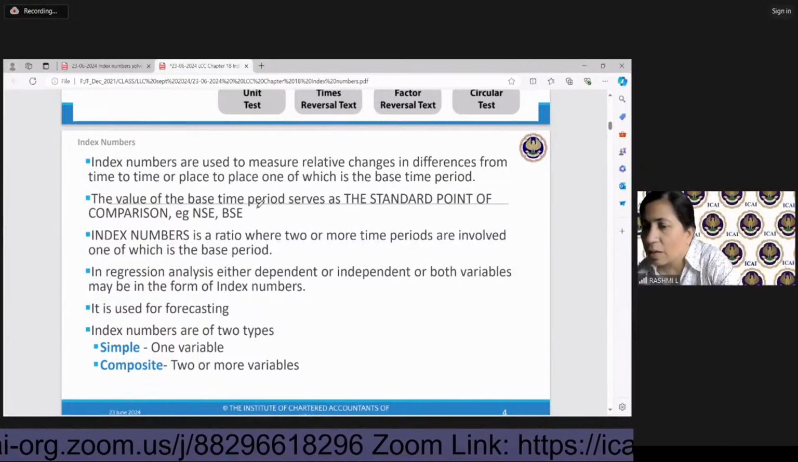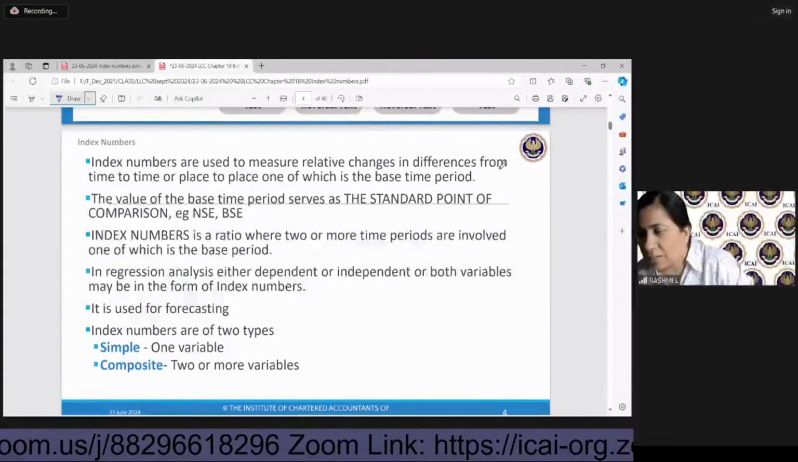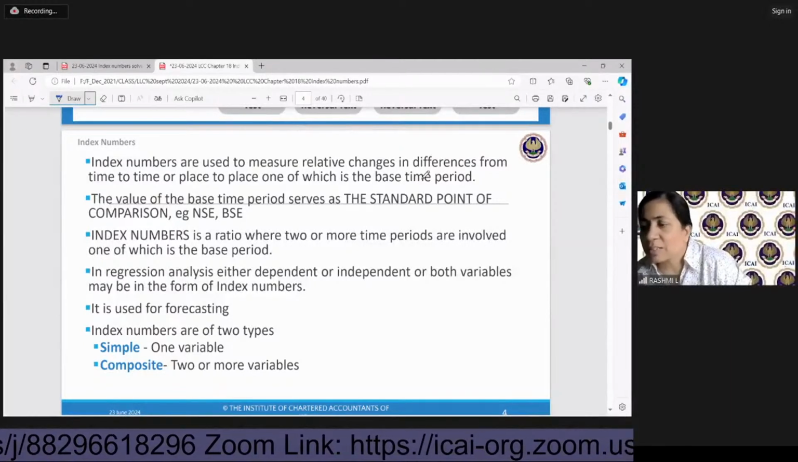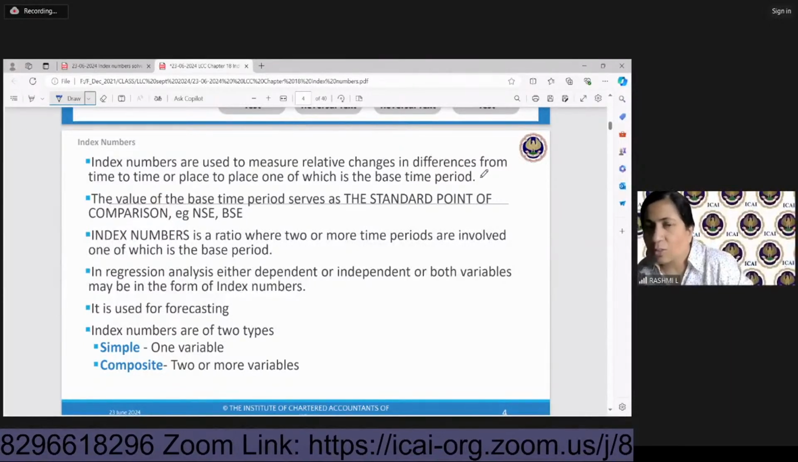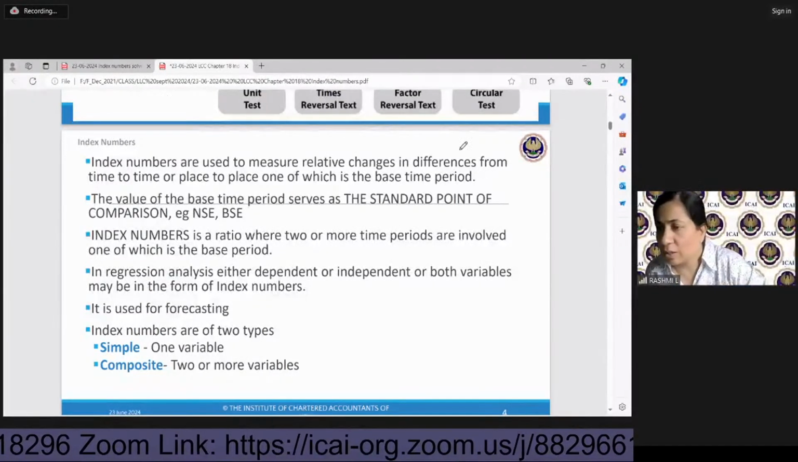Okay. Index numbers are used to measure relative changes and differences from time to time or place to place, one of which is the base time period. So you take something as base and then you build over it.